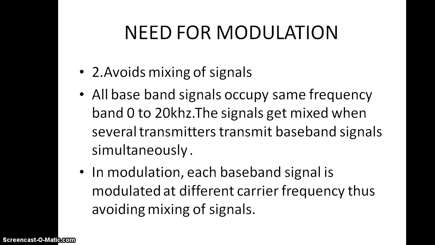Assume that we have 5 baseband signals. To each and every baseband signal, let us apply 5 different carrier frequencies. For example, let the carrier frequency C1 equal 1 MHz, C2 equal 10 MHz, C3 equal 500 MHz, and so on, so that each baseband signal sits on a carrier frequency and they travel with different carrier frequencies. So this avoids mixing of the signals.